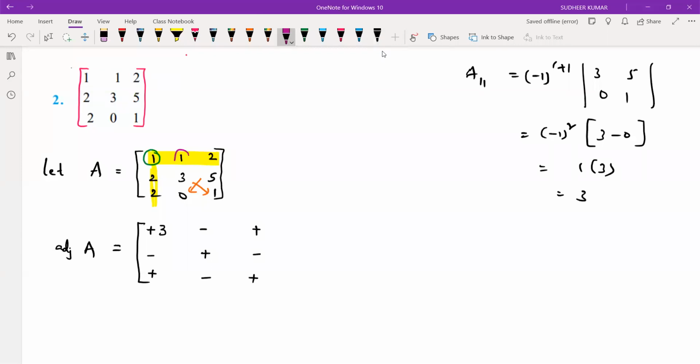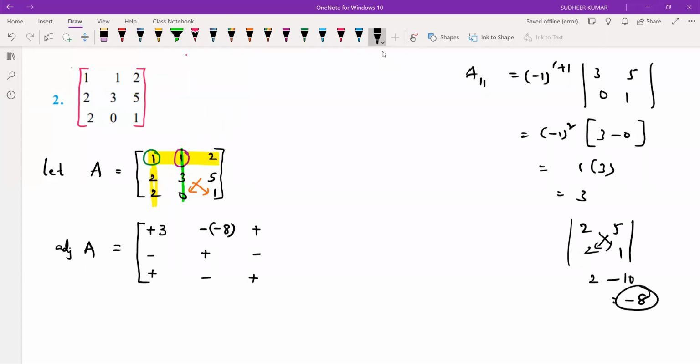So the next element is 1. Delete this row and this column. What will you get? The remaining elements are 2, 5, 2, 1, isn't it? Determinant: this is 2 minus 5 twos are 10, so minus 8. See, the determinant value is minus 8, the minor value. So the minus sign is already fixed, so you should write minus of minus 8.